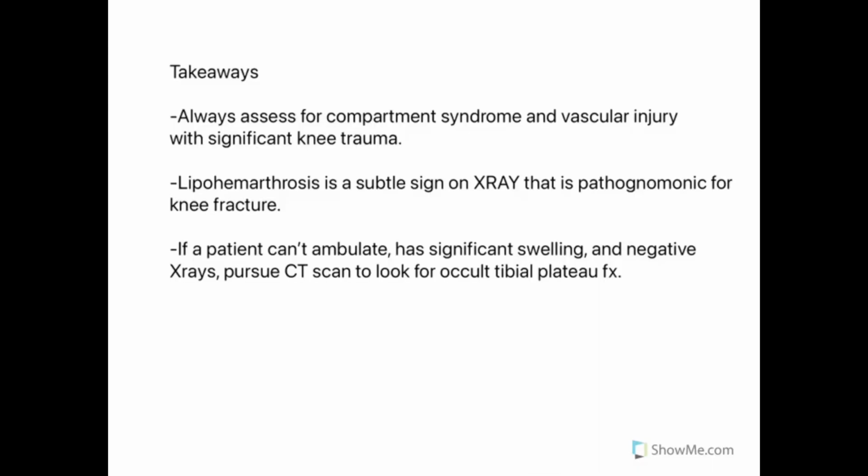So the takeaways for this week are always to assess for compartment syndrome and vascular injury with significant knee trauma. Lipohemarthrosis is a subtle sign on x-ray that is pathognomonic for knee fracture. And if a patient can't ambulate, has significant swelling and negative x-rays, pursue CT scan to look for occult tibial plateau fracture.